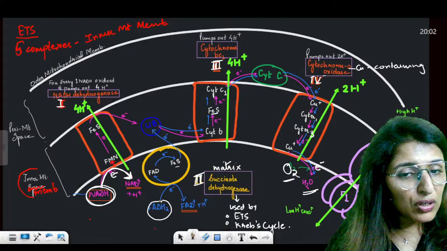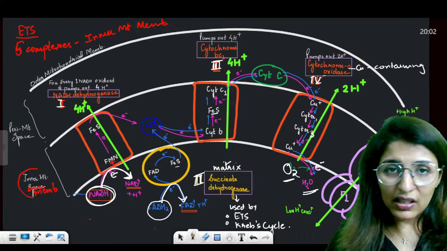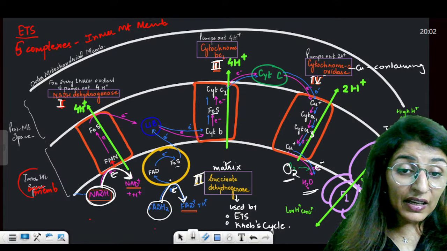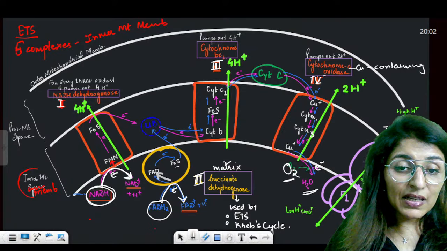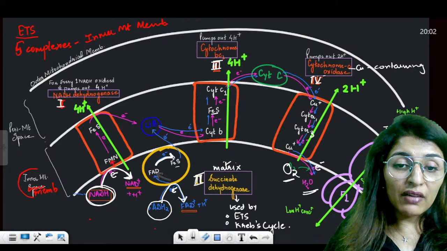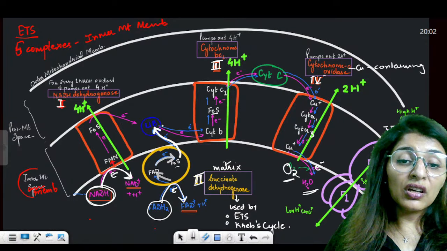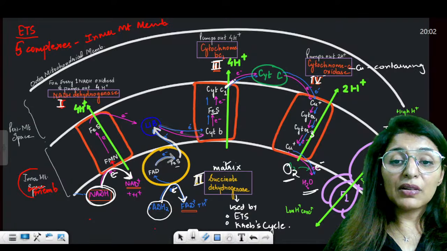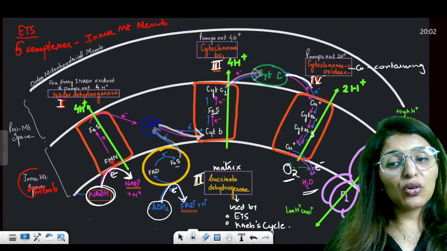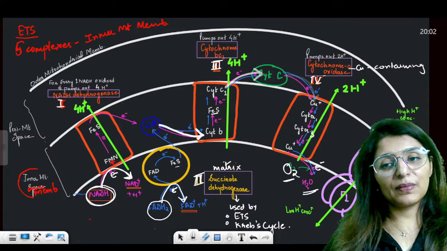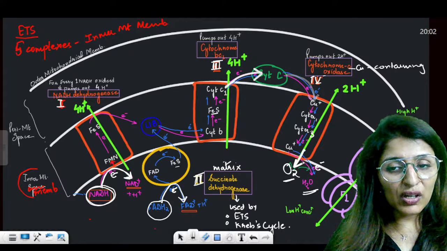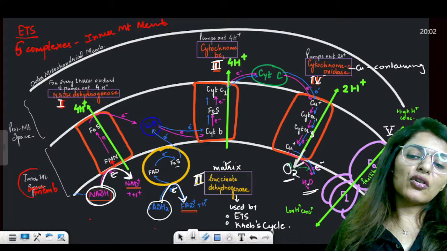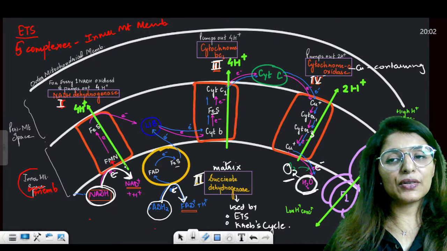FADH2 produced during the Krebs cycle will also lose an electron. Again, this electron will be accepted by FAD. From FAD it goes to FeS, from FeS it goes to ubiquinone, from ubiquinone it goes to complex number 3, from complex number 3 it goes to cytochrome C, and from cytochrome C again to complex number 4. And from 4, who takes it over? It is oxygen which will accept it, and it will accept the electron to form a water molecule again. Are these points clear to you all?